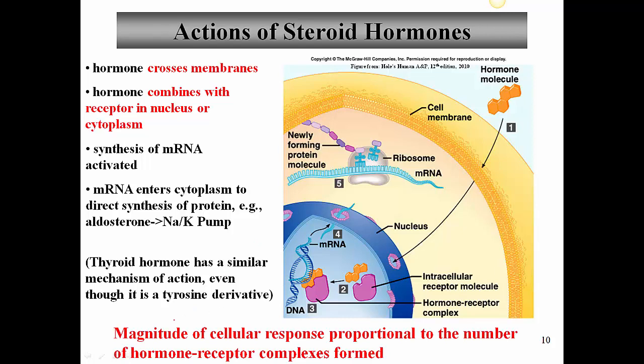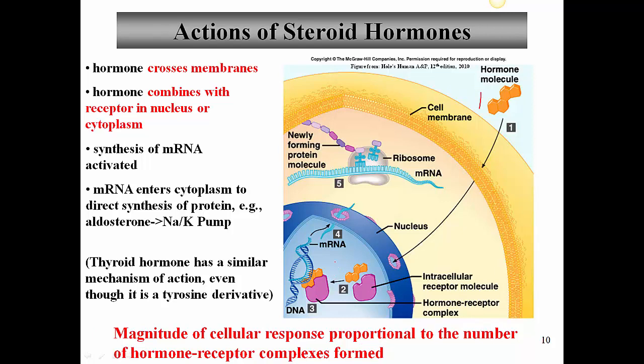So what we can say about steroid hormones is that the magnitude of cellular response, the change in cellular activity, is proportional to the number of hormone receptor complexes formed. I think you can understand this. If we have, for example, 1,000 hormone molecules, but I only have one receptor in the nucleus, I can only form one receptor hormone complex at a time. And so the level of activation inside the cell is going to be very low.